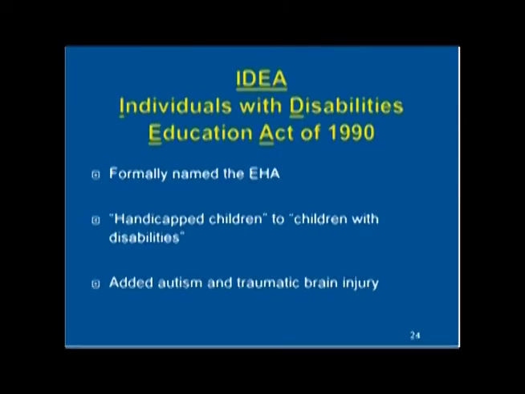IDEA, the Individuals with Disabilities Act of 1990. Part B of this law renamed the Education for All Handicapped Children to the current IDEA. It changed all previous references to handicapped children to children with disabilities. It added two new categories of disabilities, autism and traumatic brain injury.